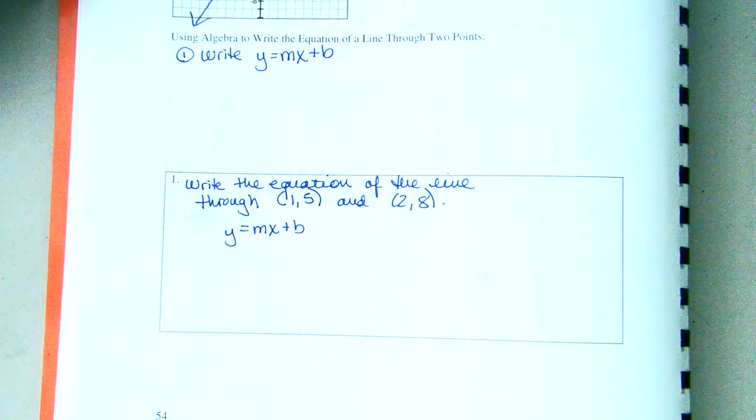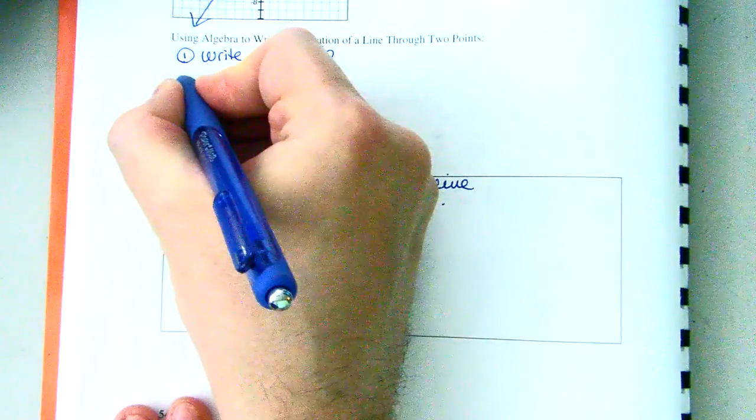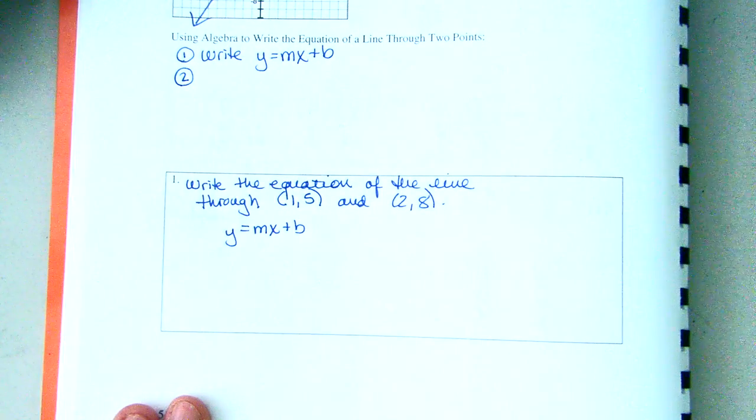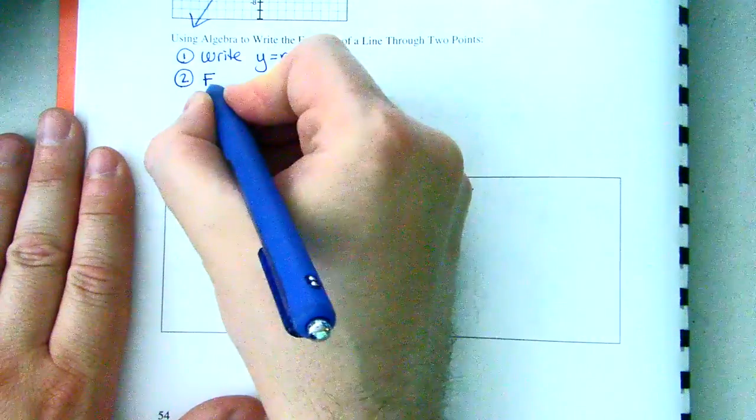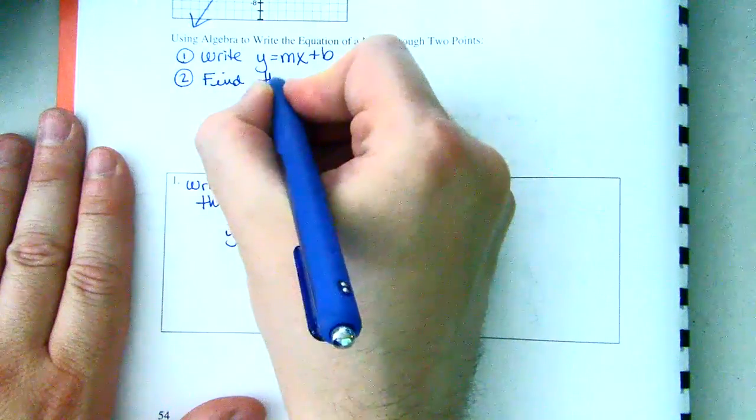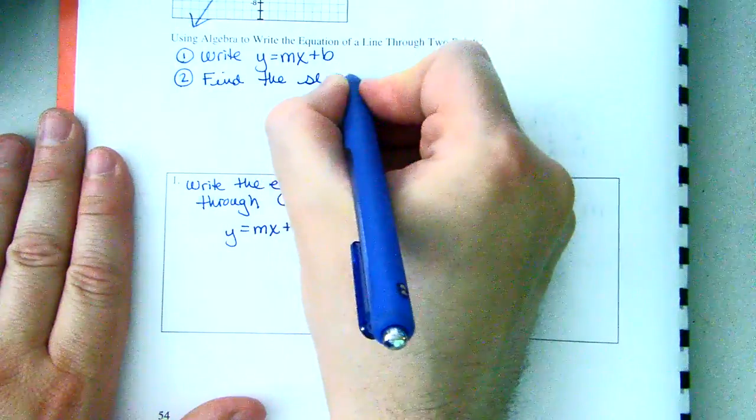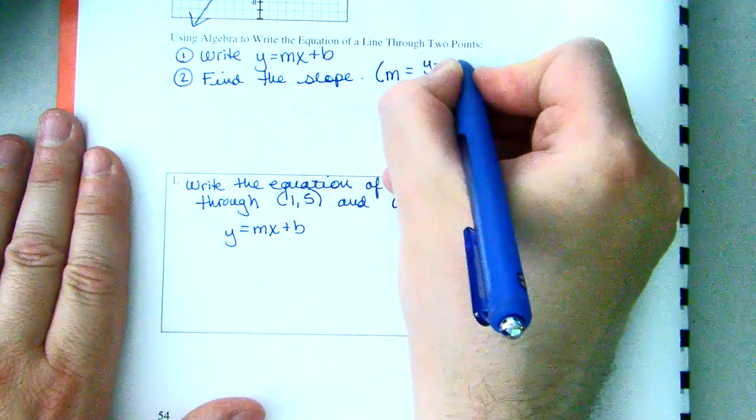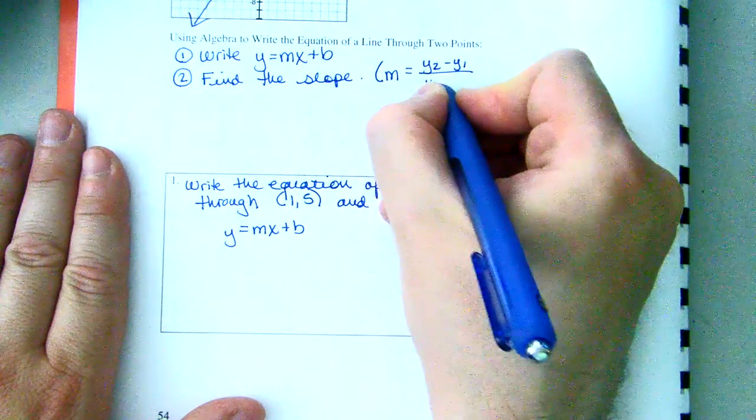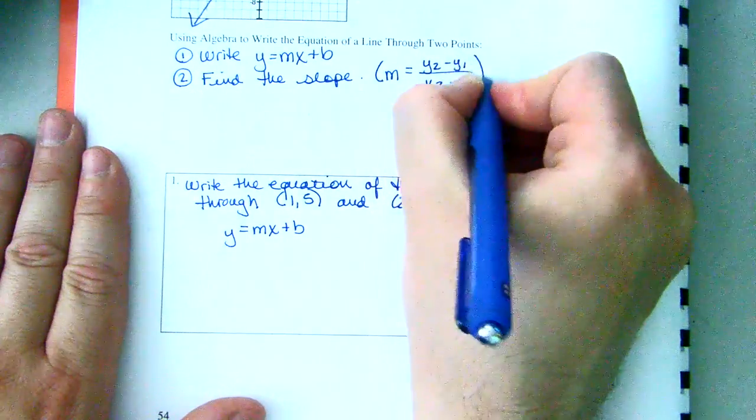Anyone have an idea how I'm going to find my slope? Anna Julia? Oh, like the formula we learned yesterday. Yeah. We need our slope. How are we going to get it? By using that formula, y2 minus y1 over x2 minus x1. Step number 2. We need to find the slope. How can we find the slope? M equals y2 minus y1 over x2 minus x1.